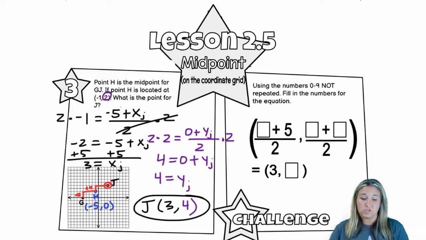So now it is your turn. I would highly encourage you to try this challenge problem because it's kind of fun. You can use the numbers 0 through 9. You can't repeat any numbers. And you're trying to fill this in for the midpoint equation to make the x coordinate of the midpoint be 3 for sure, and then the y coordinate be something that you haven't already used in a different piece there. So I hope you attempt this problem because I think it's kind of fun.